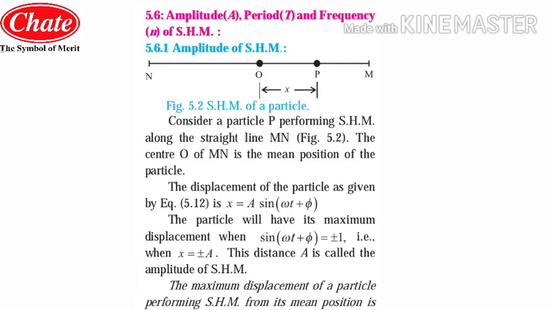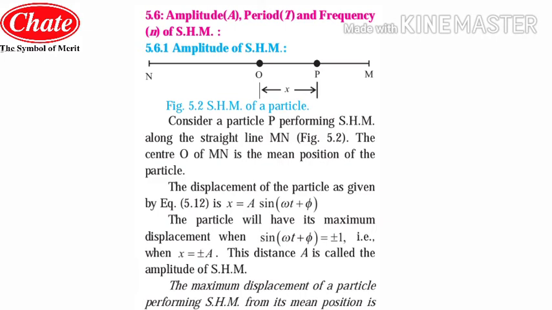So students, even if you still do not understand the diagram, I will explain one more time. You can see one horizontal line which is NM, and at the middle of this line the O is there and the P point is there. So we have to consider the point P is performing SHM, means point P is performing simple harmonic motion along the straight line MN. Then the center O of line MN is the middlemost or the equilibrium position of that particle.